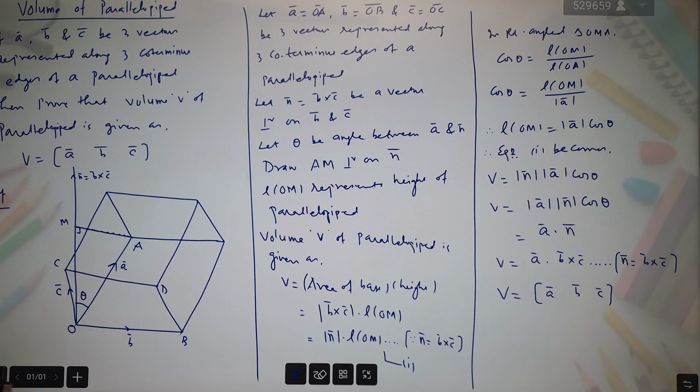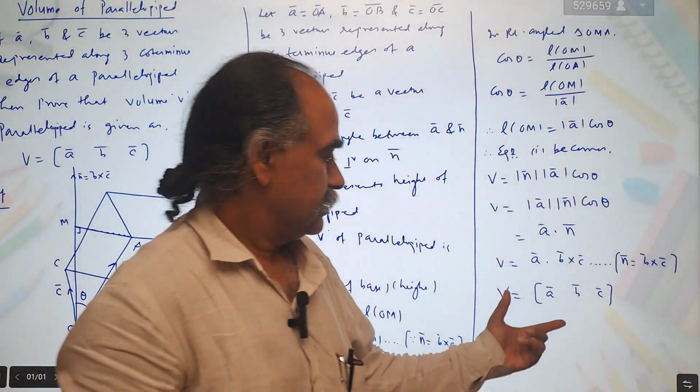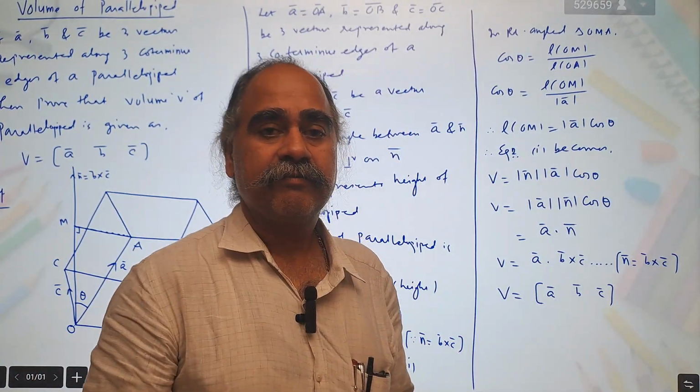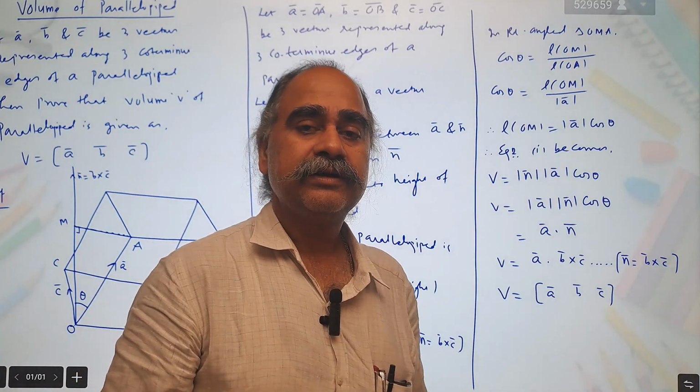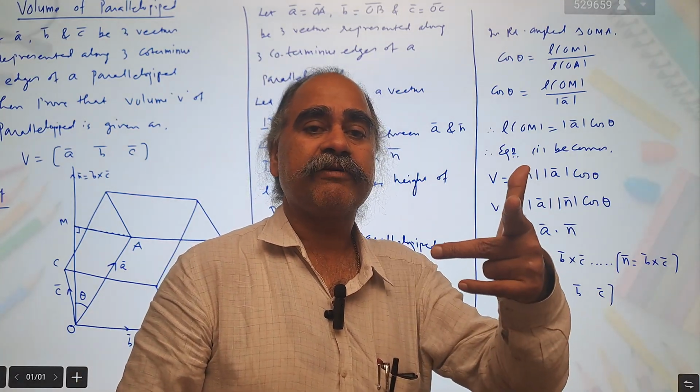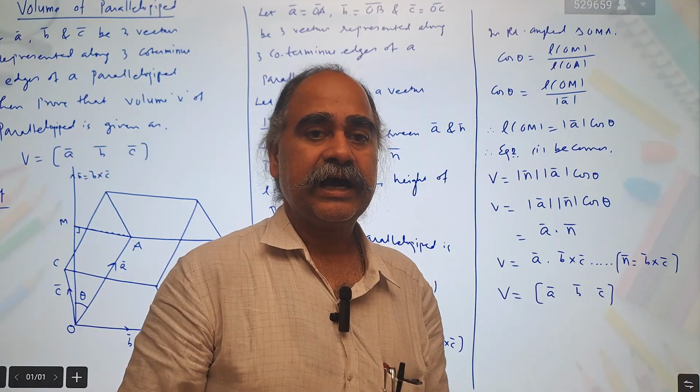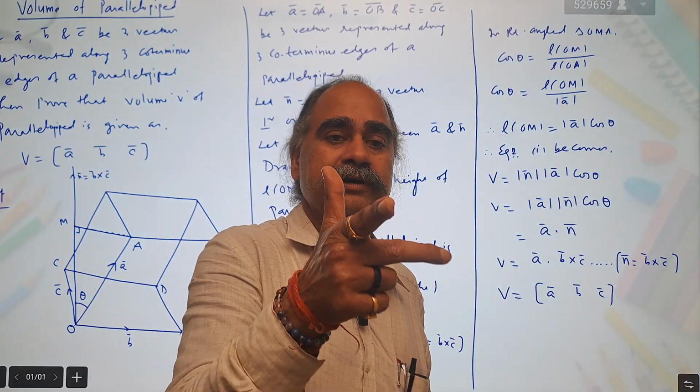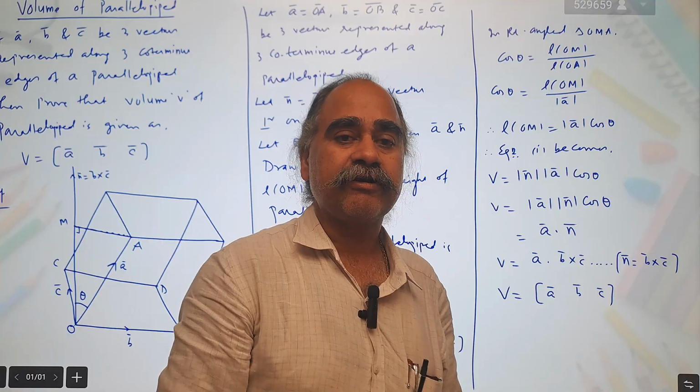Volume is never negative. If you are getting the sign of the box product as negative, that means A bar, B bar, C bar form a left hand set of vectors. And if you are getting it positive, then they form a right hand set of vectors.